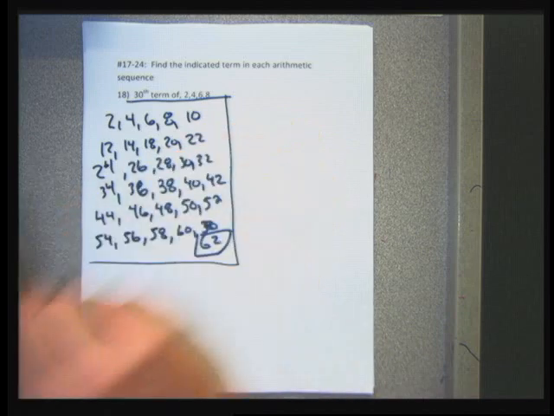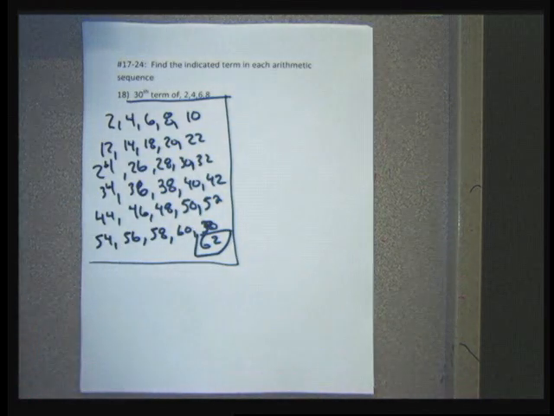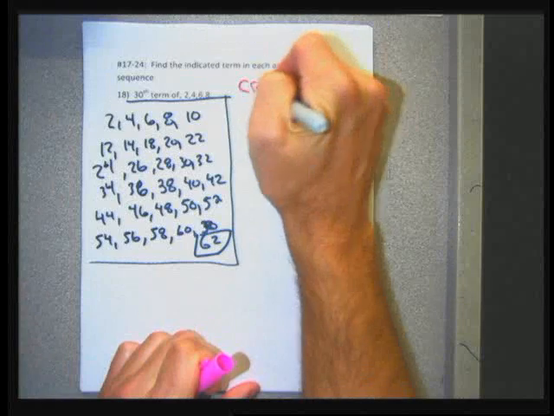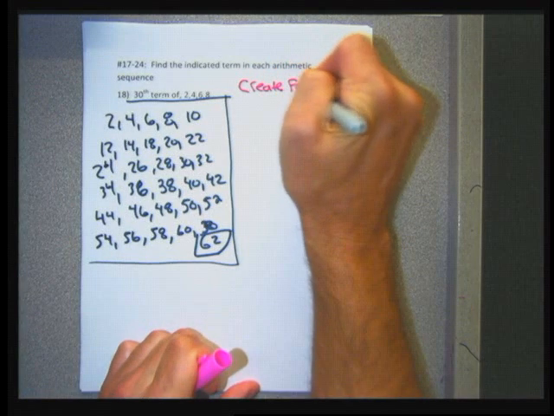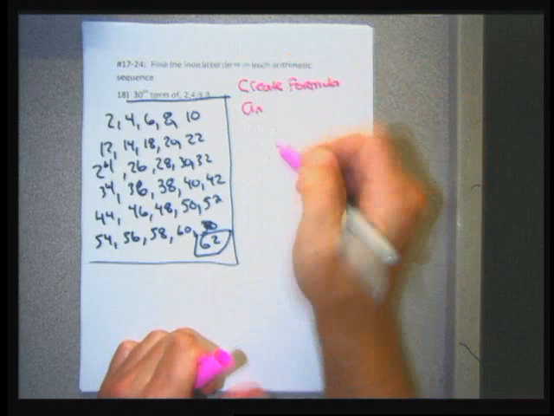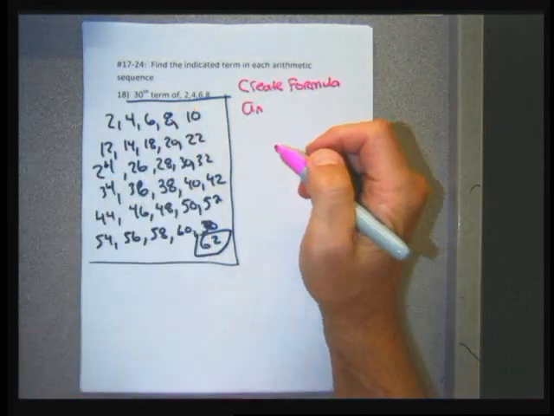And I don't see a mistake, so I think that's the answer. The way that this section would want me to do this is a two-step process. First, I'm going to create a formula, so this is the algebra way, for a sub n. This is an arithmetic sequence with a common difference of 2.